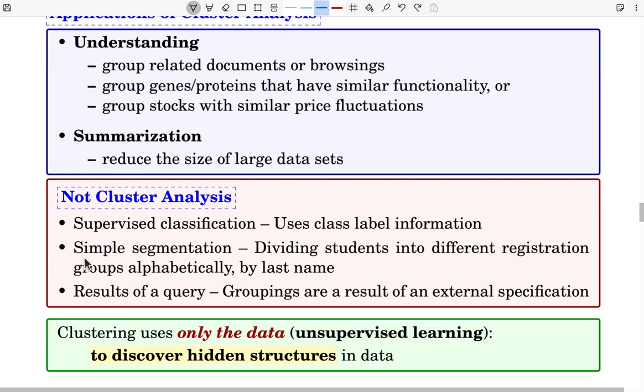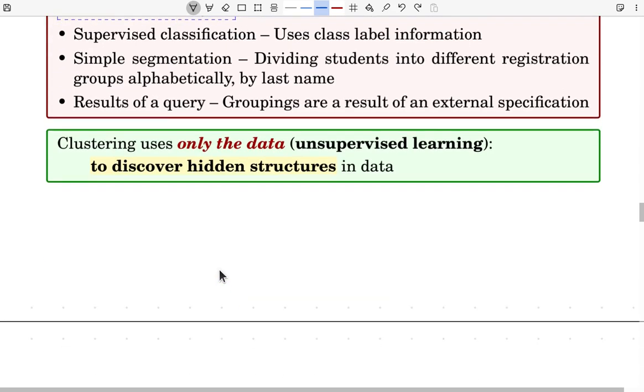Now, simple segmentation is not really cluster analysis, and the result of a query, for instance in web browsing, is not really cluster analysis either. Clustering uses only the data and not labels in the traditional way, so it is unsupervised learning. The major goal is to discover hidden structures in data. That is the major thing in cluster analysis.